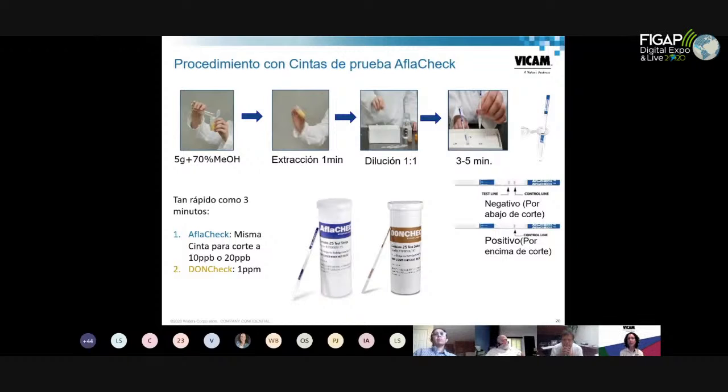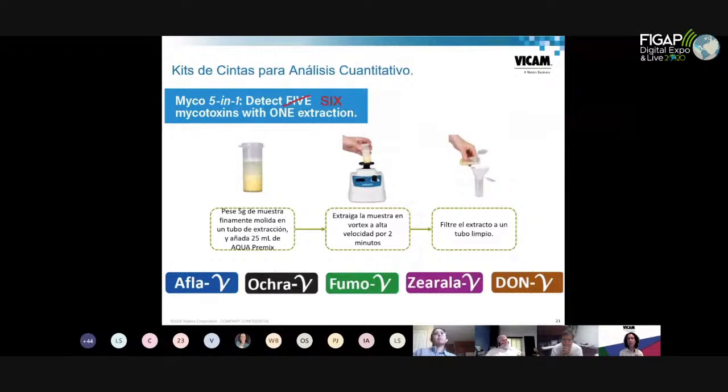If you need a number printout, then what we have, it's called the Virtu system, and it will read that strip test in a reader and give you a number.